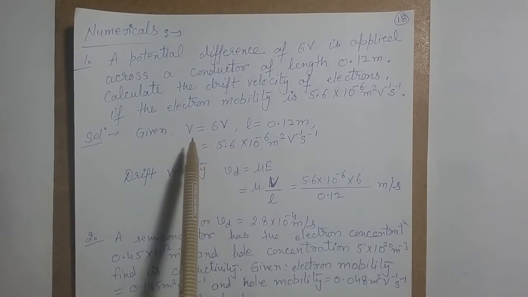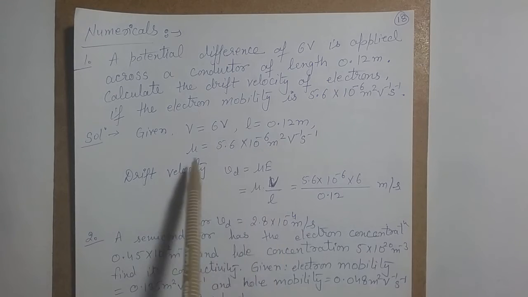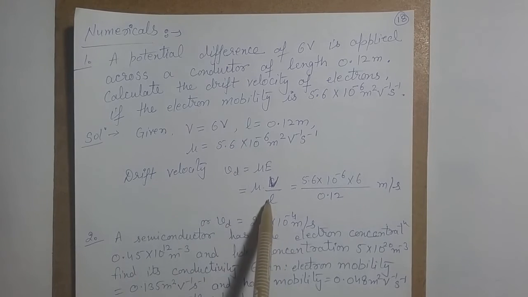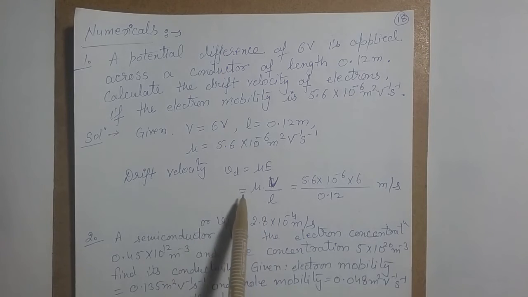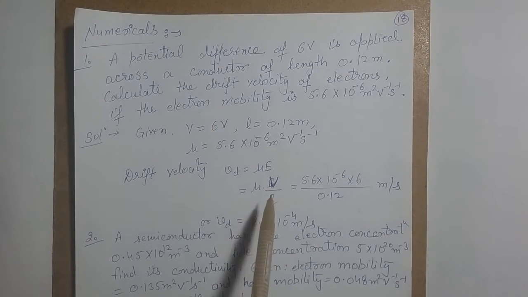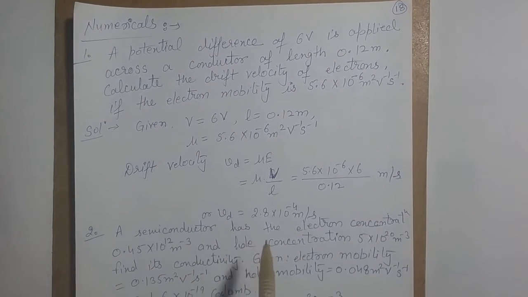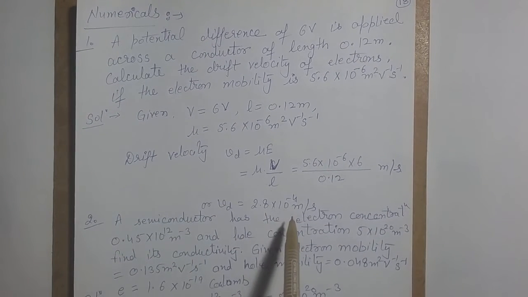So what are the given quantities? Potential is given, length is given, mobility is given. And the formula for drift velocity is mu E. Substituting the values, E is not given but potential and length are given, so applying the formula of potential gradient, drift velocity is mobility times potential divided by L. After calculating, the drift velocity is 2.8 into 10 raised to power minus 4 meter per second.